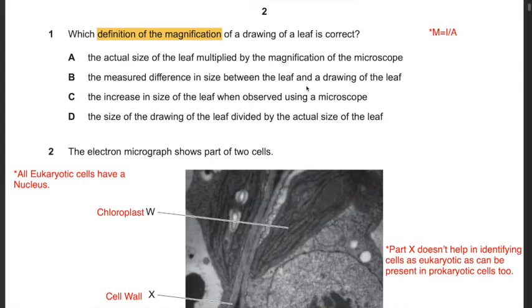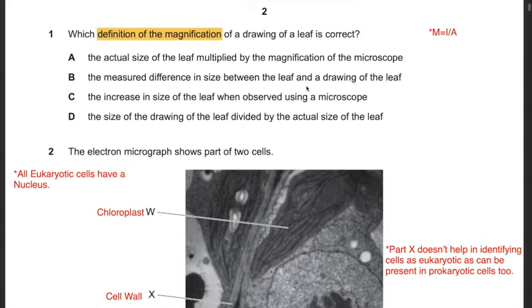Question 1. Which definition of the magnification of a drawing of a leaf is correct? A. The actual size of the leaf multiplied by the magnification of the microscope. B. The measured difference in size between the leaf and the drawing of the leaf. C. The increase in size of the leaf when observed using a microscope. D. The size of the drawing of the leaf divided by the actual size of the leaf.